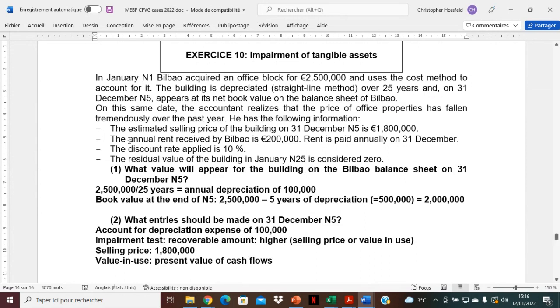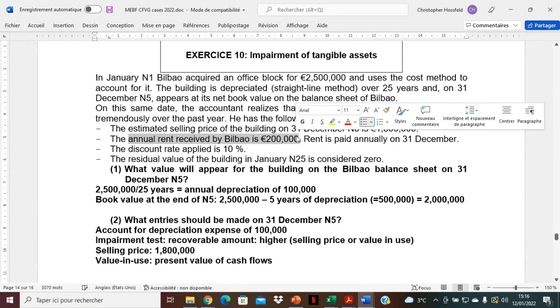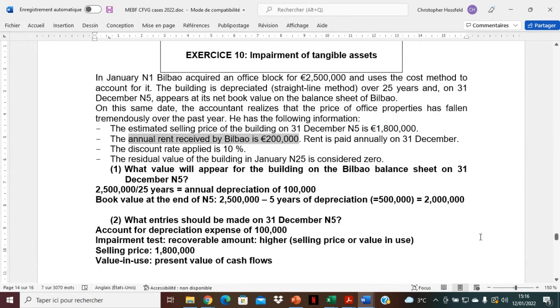So what do we have? I receive an annual rent of 200,000. Okay, here, since the building is rented over 25 years, I have rent revenue of 200,000 over 25 years, and I need to discount them with a discount rate of 10%. So present value 200,000 over 25 years, discounted with 10%.